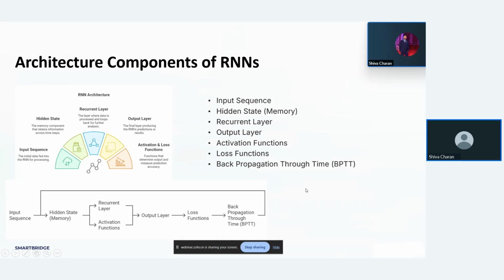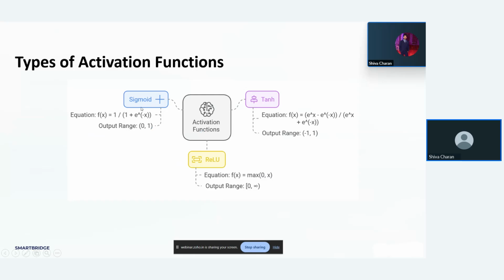So what are the activation functions? We'll see once. We are having sigmoid, tanh and ReLU. We know sigmoid and ReLU. What is this tanh? The tanh output range will be -1 to 1.